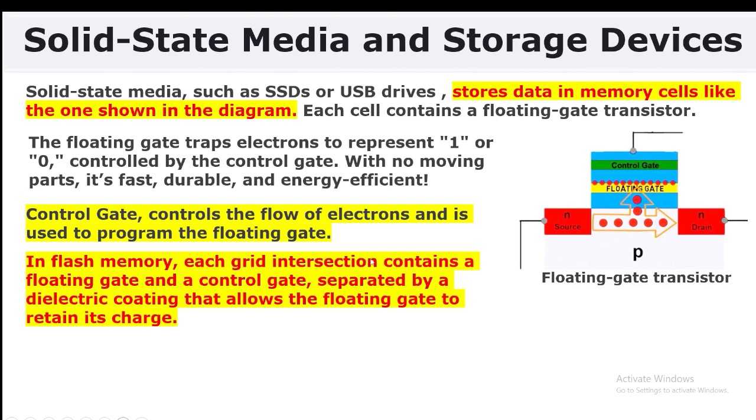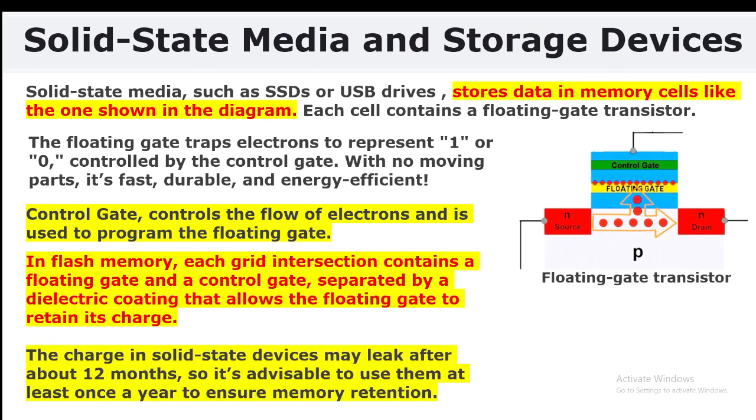And in flash memories, each intersection, right, contains what is referred to as a control gate and a floating gate, like you can see, and they are separated by dielectric coatings. So this blue area here is the dielectric coating, basically insulators that do not allow the electrons in the floating gate to move to the control gate, and in the process they retain their charge. Now, the charge in the solid state device may sometimes leak if it is not used for a period of 12 months. It can leak from the floating gate to the control gate.